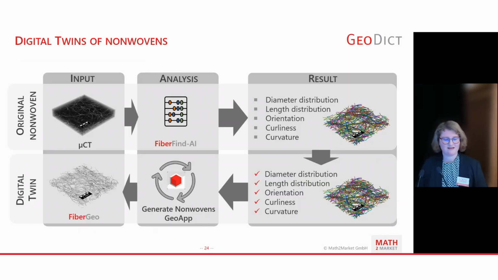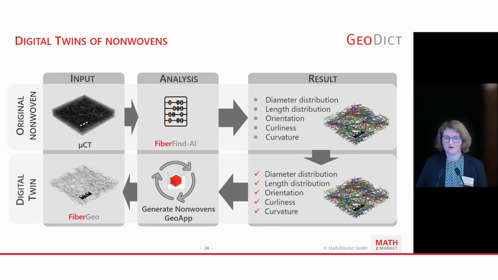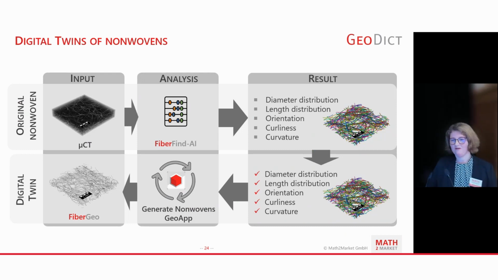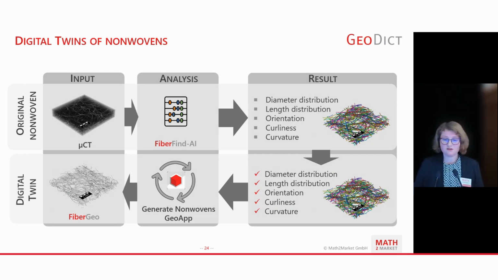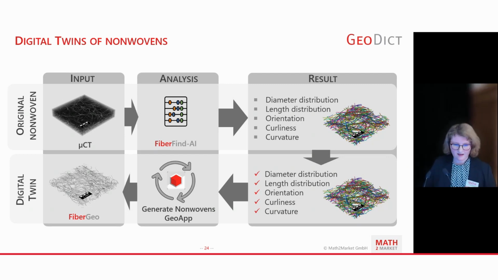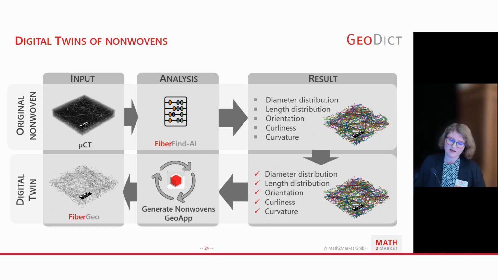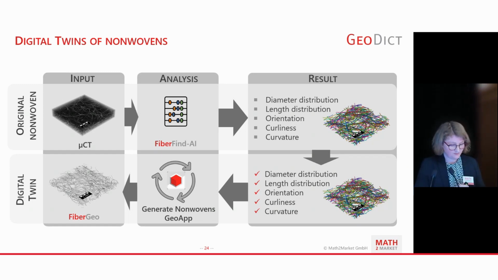So when you now have all this data from FiberFind on your material, of course, you want to do something with it. So what you can do now is generate a digital twin based on these results. And this digital twin gives you the opportunity to change parameters and run parameter studies and develop your next material, your next nonwoven, your next composite. And how you can do that, we now have the Generate Nonwovens app. This app takes the results from FiberFind and then generates a FiberGeo model based on those FiberFind results, and then optimizes the FiberGeo model until the model and the scan match.